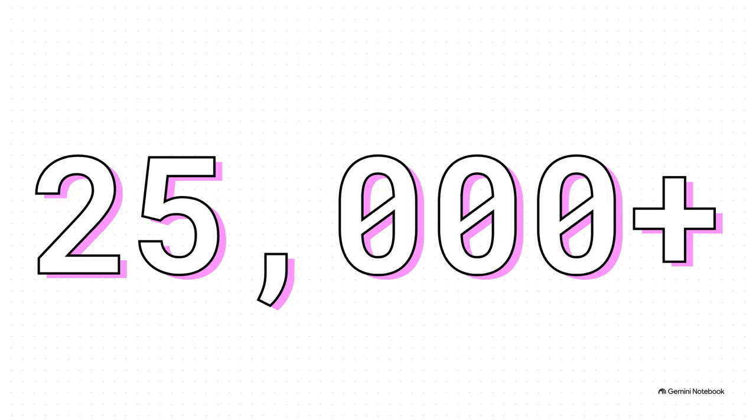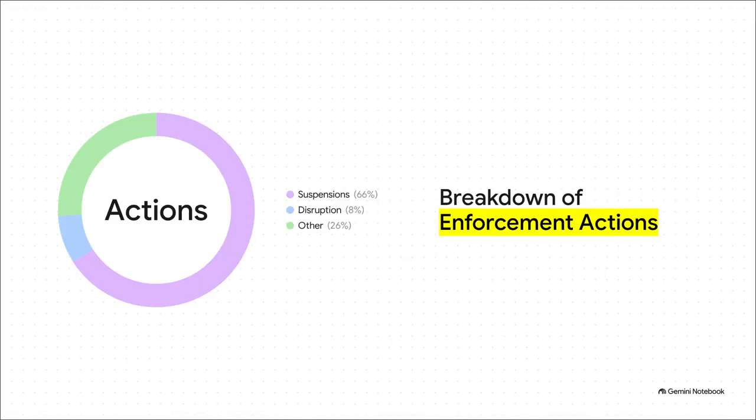ICANN compliance initiated 530 investigations and resolved 480 of them, resulting in over 25,000 direct takedowns. This data strongly suggests that the new standard is definitely driving real accountability. Breaking that mitigation data down a bit, the vast majority, 66%, were direct suspensions. That basically means cutting off the domain entirely.